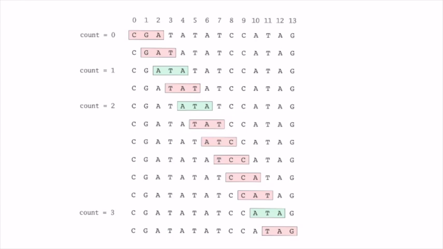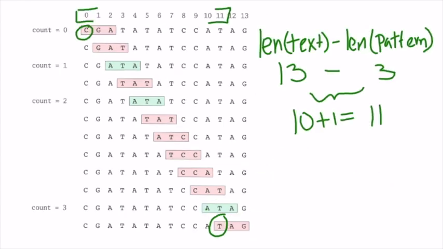In this example, the text has a length of 13, and the pattern is 3 bases long, which we call a threemer. Here the pattern we're looking for is ATA. With our code, the for loop goes through the entire text, stopping at position 11, which is equivalent to the length of the text minus the length of the pattern plus 1, as we wrote in the for loop.